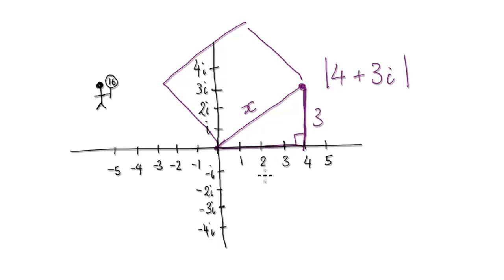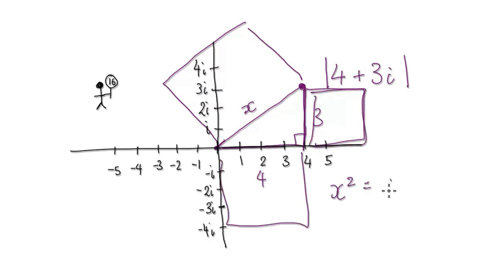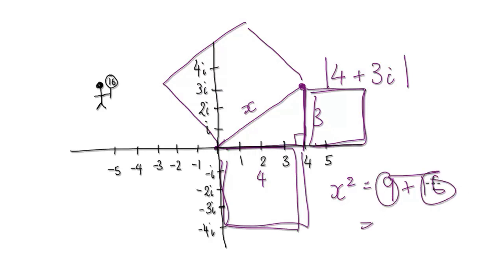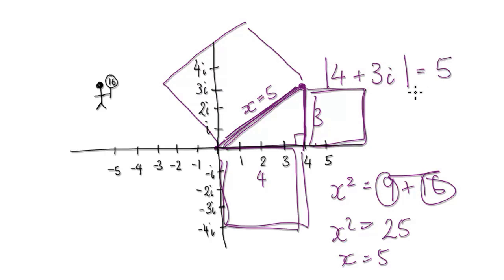Across, it's 4 across. So we can use Pythagoras. We can say x squared equals 3 squared, which is 9, plus 4 squared, which is 16. So add these two together, that would be 25. So x is really 5. What that means is this distance here is 5. So the absolute value of this weird number here is actually 5. So really the absolute value of a number is its distance away from the origin.